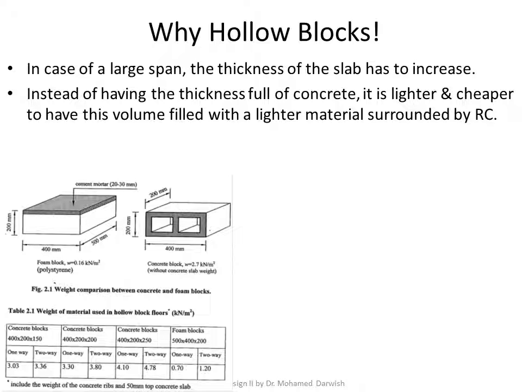So now the better thing is to create a light chunk of volume within your concrete, whether using hollow blocks made out of concrete or foam. Even foam is even better because it's significantly lighter. So these are sample weights of material used in hollow block floors in kilonewton per meter square. If you look at foam, for a two-way hollow block slab, it's 1.2 kilonewton per meter square. Of course, compared to concrete blocks, it's significantly less.